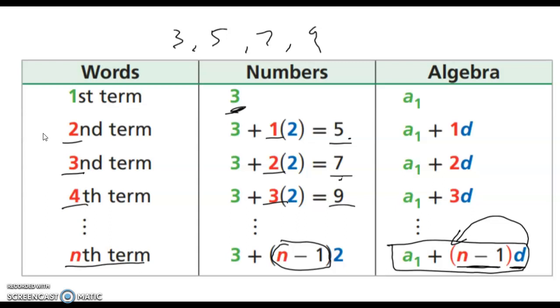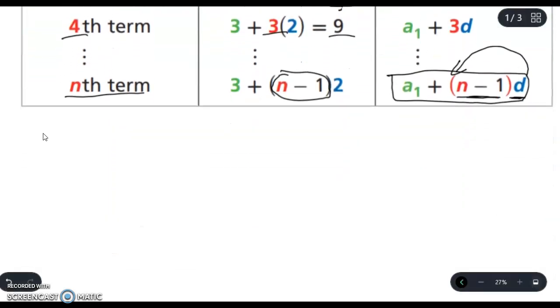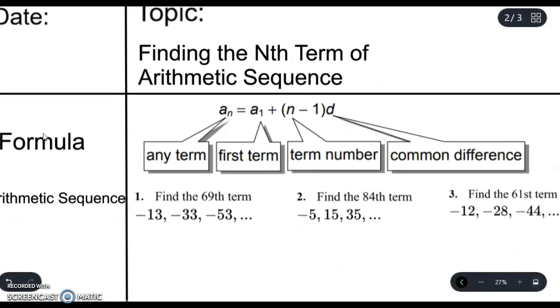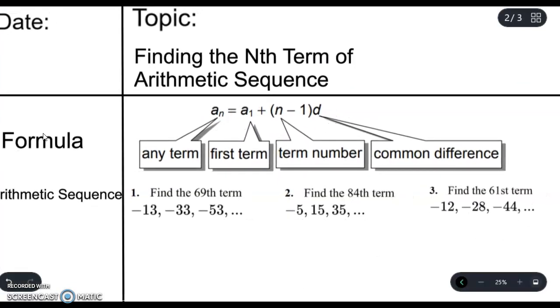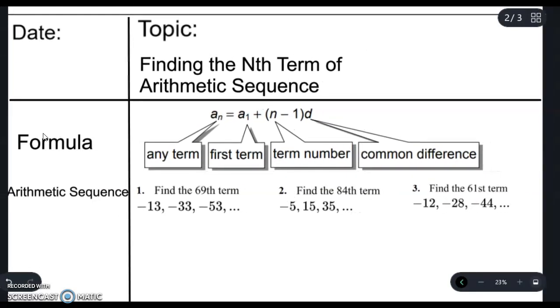What I'm going to do now is show the notes here. This is finding the nth term of the arithmetic sequence, and this is the formula. You want to write this down and say what each one of these things is. You can go ahead and pause the video, write that down, and also write down the question so I can work this out with you.